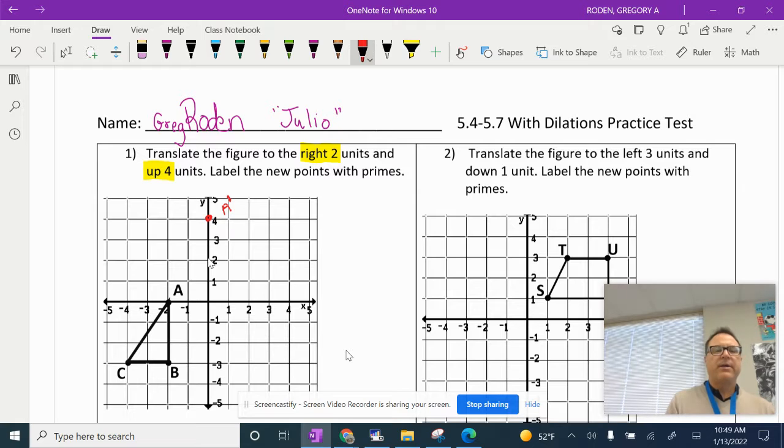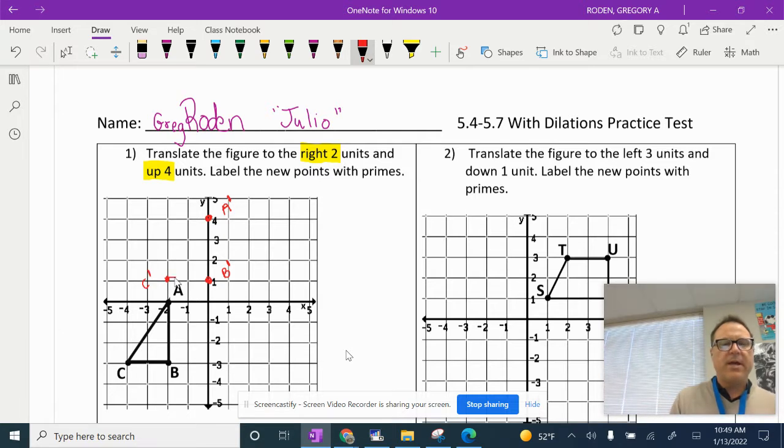Okay. Now, then we're going to do the same thing with B prime. Okay? We're going to go right 2, up 4. Right 2, up 4. So we're going to go 2 to the right, up 4. And that's going to be right here. And this is going to be B prime. Okay? And then C, we're going to do the same thing. We're going to go right 2, up 4. And then C prime is going to be right here.